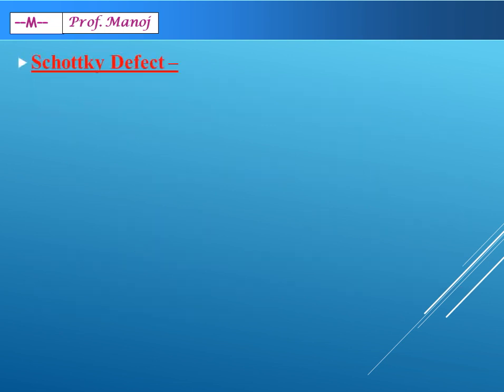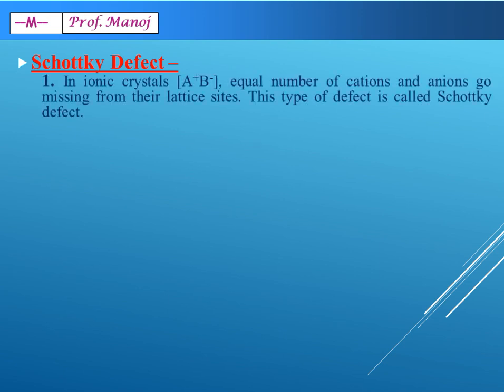Let us come to Schottky defect. If you recollect, in the beginning I said Schottky and Frenkel defect are shown by ionic substances. Now we are going to consider here a case of A plus B minus, a cation and anion. The defect happens when an equal number of cations and anions go missing from the lattice site. This is termed as Schottky defect.